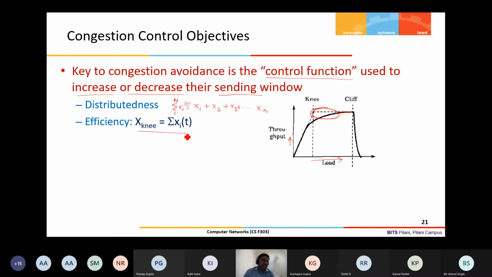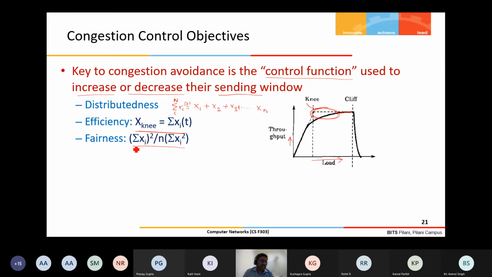So it should be efficient, which means the total resource allocation must be equal to the total amount of resource which is available, which in this case we say is up to the knee. Then fairness means all users should get equal resource sharing. It should not happen that one connection is getting more bandwidth while the other flow is getting less bandwidth. Wherever they are sharing the link, the link must be shared equally, right?